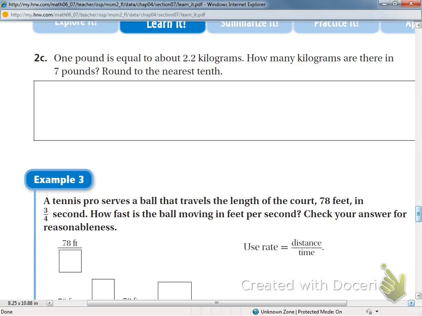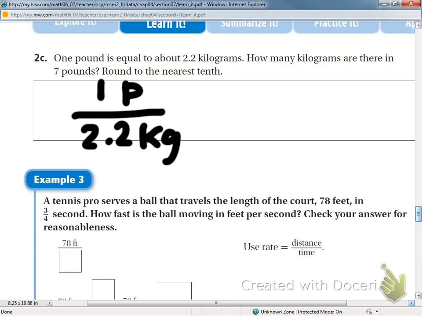Okay, last one we're going to do, check it out, 2c, 1 pound equals about 2.2 kilograms, and how many kilograms are there in 7 pounds? Round to the nearest tenth. So we are going to cross multiply and solve for x.